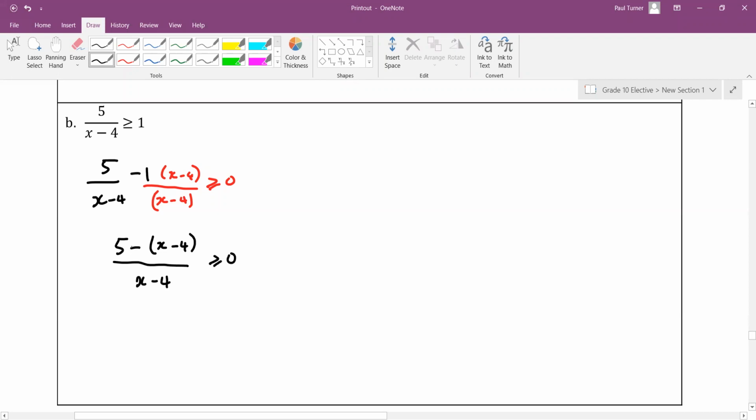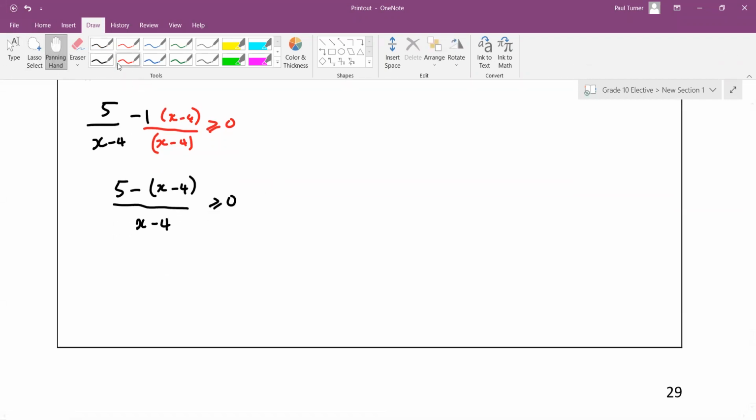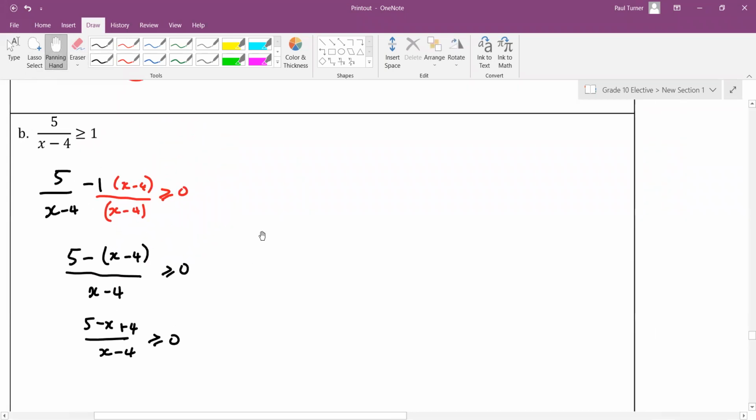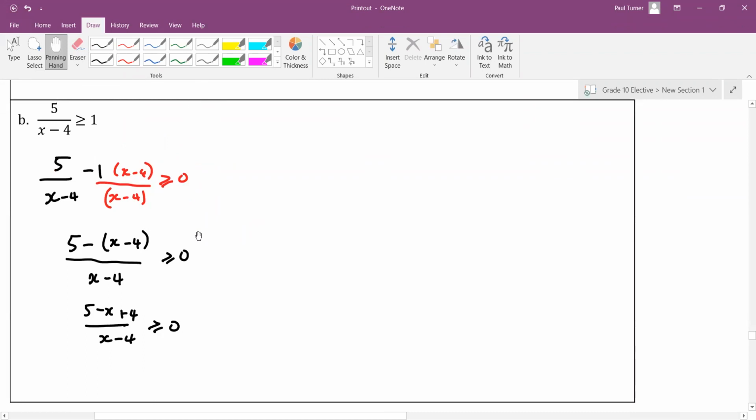Like that. And now we make this into our fraction that we want, our rational expression. So 5 minus (x + 4) on x minus 4 is greater than or equal to 0. So I'm going to let you work on this for 5 minutes and I'll finish it. If you get your final answer, you can type it into the chat.